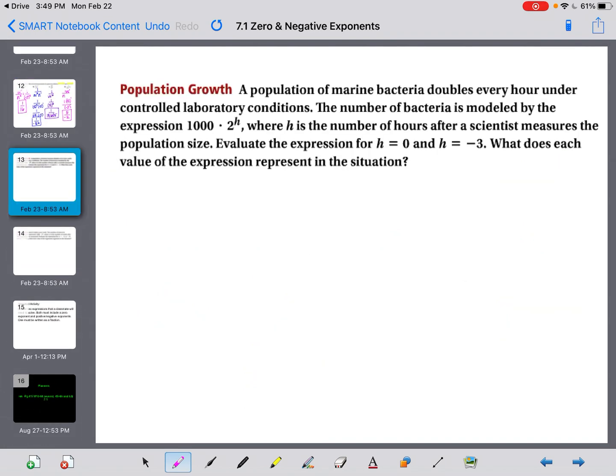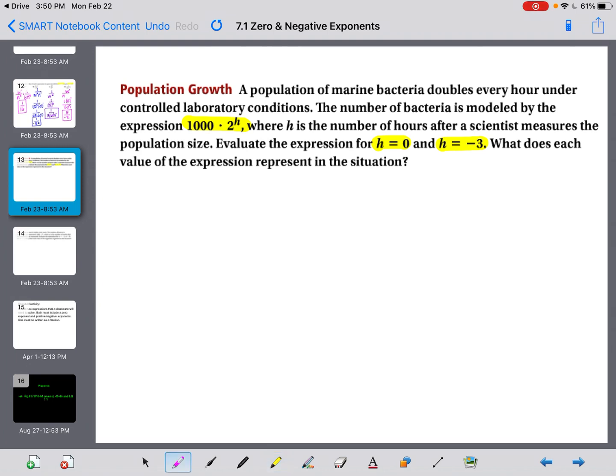All right, a population of marine bacteria doubles every hour under controlled laboratory conditions. The number of bacteria is modeled by the expression 1,000 times 2 to the h, where h is the number of hours after a scientist measures the population size. Evaluate the expression for h equals 0 and h equals -3. What does each value of the expression represent in the situation?